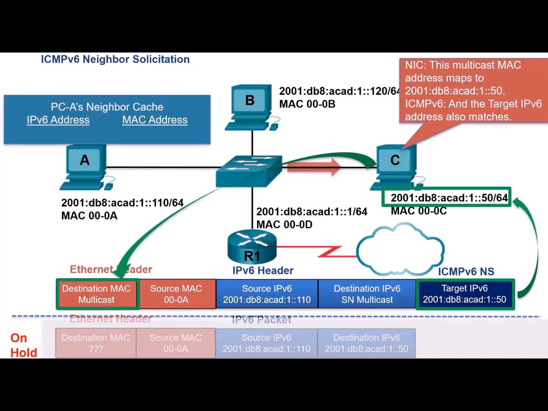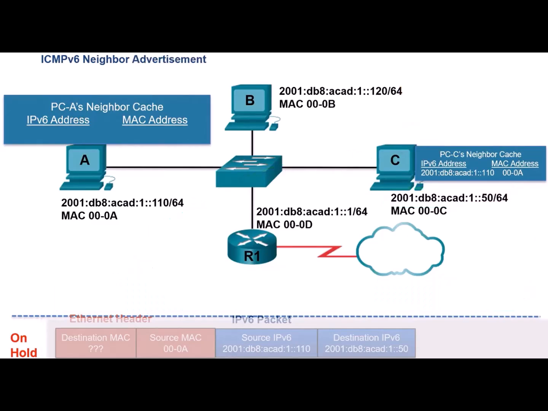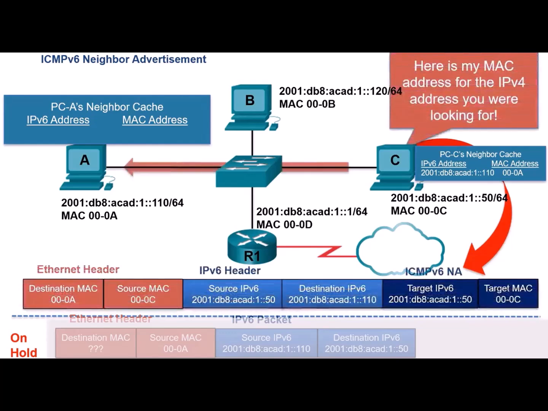Before replying, host C adds the IPv6 and MAC address of host A to its own neighbor cache, so it can return a neighbor advertisement message. Host C replies with an ICMPv6 neighbor advertisement message sent as an Ethernet unicast message directly to host A. The ICMPv6 header includes host C's IPv6 address, which host A already knew, and the associated MAC address that host A was requesting.